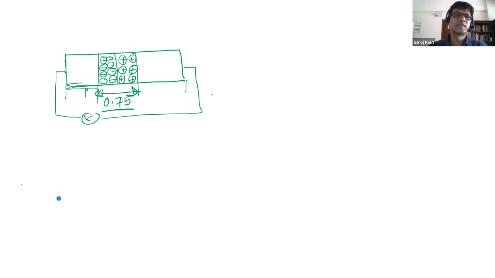right? Because just apply a KVL from this node to this node, it should sum up to zero, which means that it should show up as 0.75 from here to here as well. Which means that if I put a voltmeter, you should see 0.75. The question is, do you see it or not?